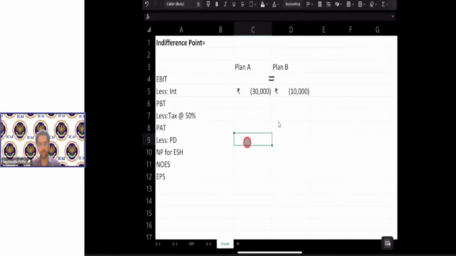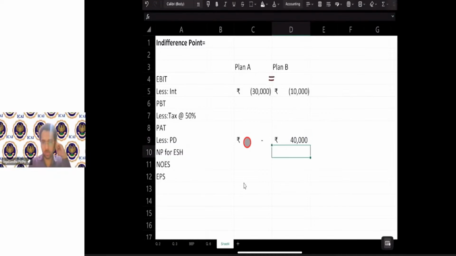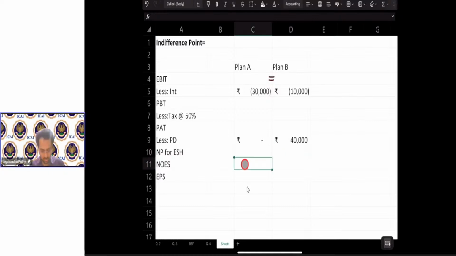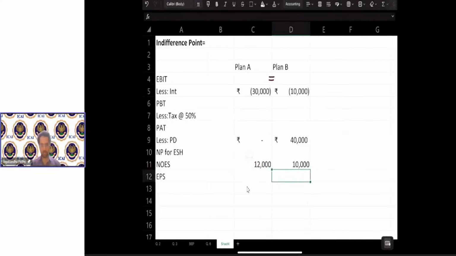Let's say the preference dividend is different. Over here, we don't have any preference dividend, and in plan two, we have a preference dividend of 40,000. Then net profit for equity shares will be PAT minus preference dividend. Number of equity shares, let's say in the first case is 12,000 and in the second case it is 10,000. So EPS will be net profit for equity shares divided by number of equity shares.